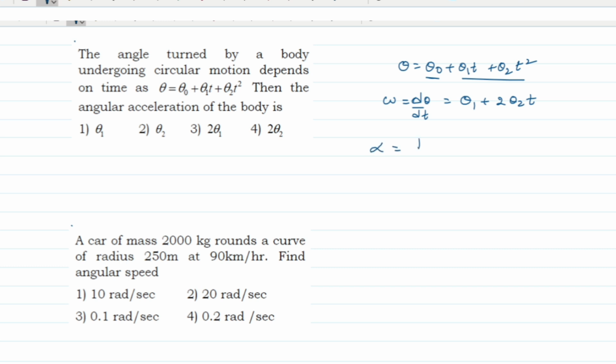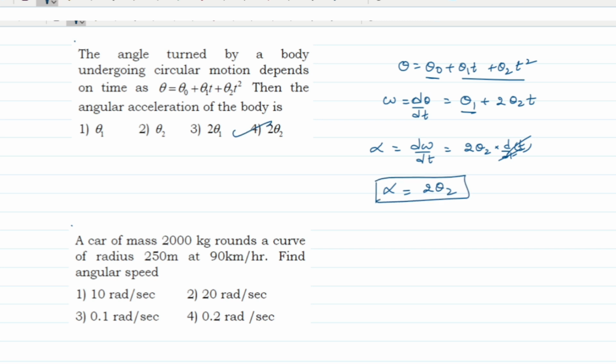Then alpha is nothing but, again here you can do the differentiation of omega, so now the first term becomes a constant value. Here we will get 2 theta 2 into t, and d by dt of t will be 1, so the alpha value will be 2 into theta 2.